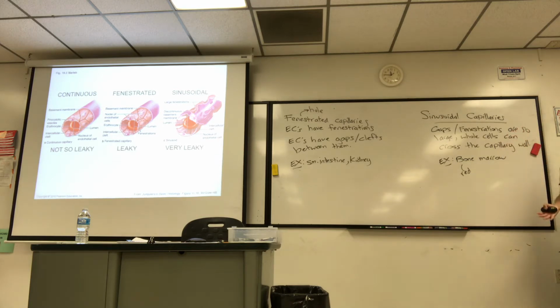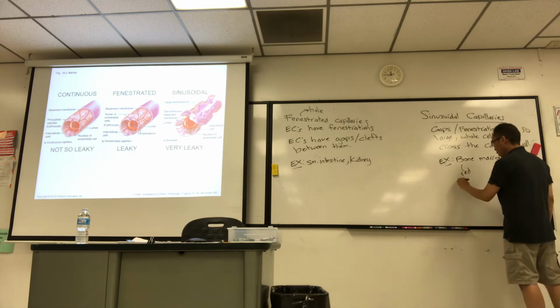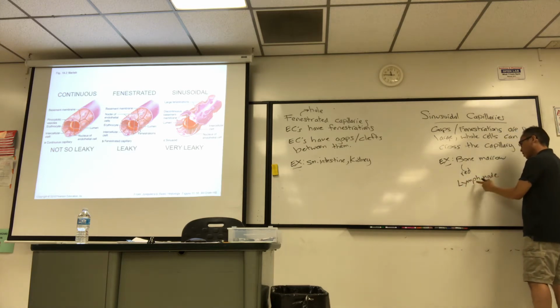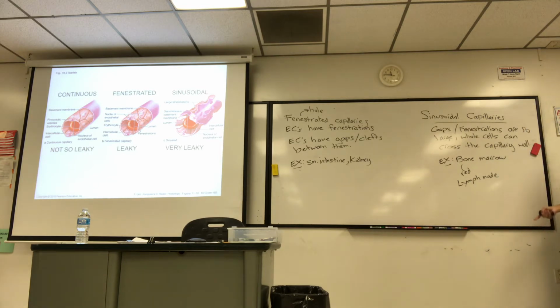Or another example, lymphatics, like for example, lymph node. Sometimes you deposit lymphocytes in the lymph node. So the lymphocytes develop in, for example, the thymus, the T cells. And they have to enter a lymph node. They kind of have to enter and exit sinusoidal capillaries.